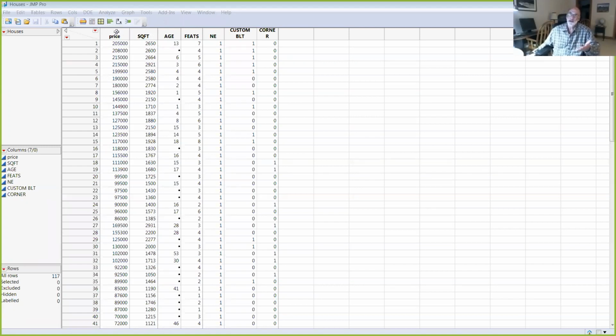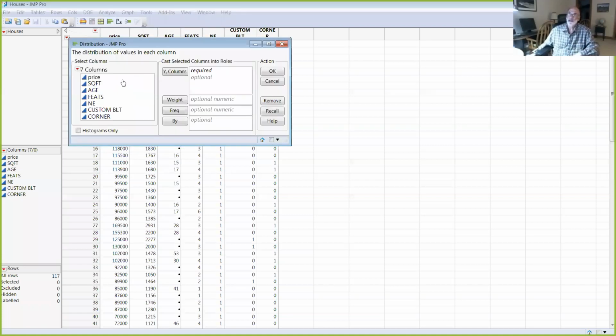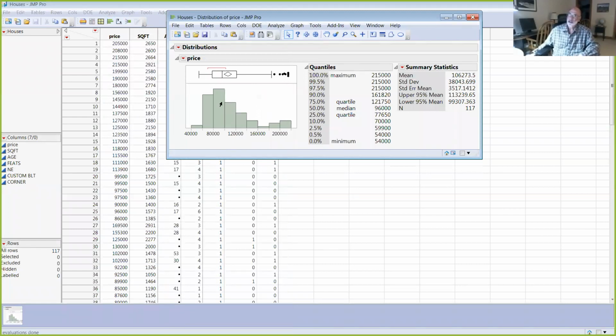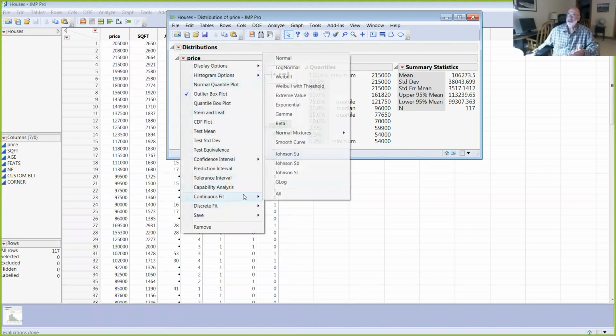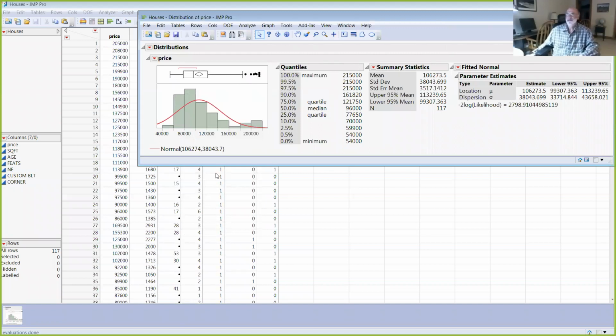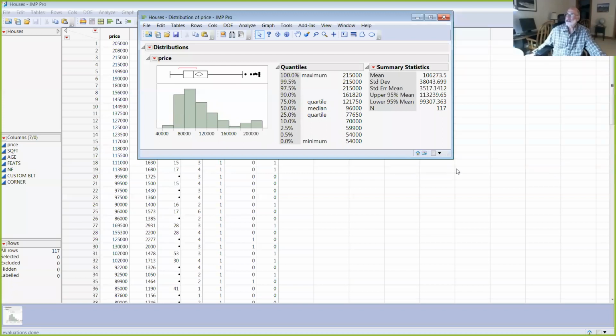So the thing we're most interested in probably is the price of the house. Let's just look at that alone. Let's analyze the distribution of the price of the house. And what you see is it's a somewhat skewed distribution. If you were to overlay a normal distribution on this, it doesn't look like it's normally distributed. Fit a normal distribution, not terrible, but clearly the green is skewed. It's not symmetric like a normal distribution would be. Let's just remove that so it's not cluttering up the picture.